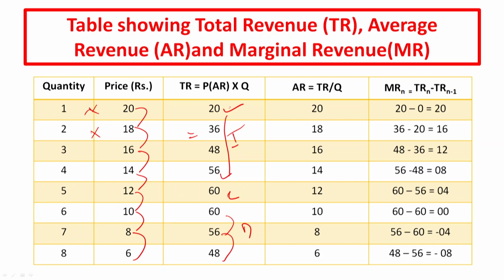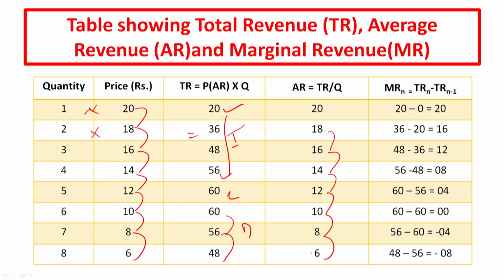Now, we talk about AR, that is average revenue. The formula for AR is total revenue upon quantity. As you can see, the total revenue in the first row is 20 and quantity is 1, so AR is 20. The second is TR 36 and quantity 2, so AR is 18. In the same way 16, 14, 12, 10, 8 and 6. The feature of AR is that it is gradually decreasing. The AR is falling from 20 to 18, 16, 14, 12, 10, 8, 6.